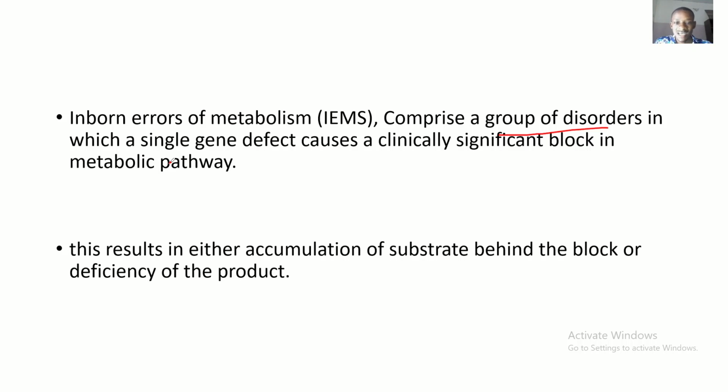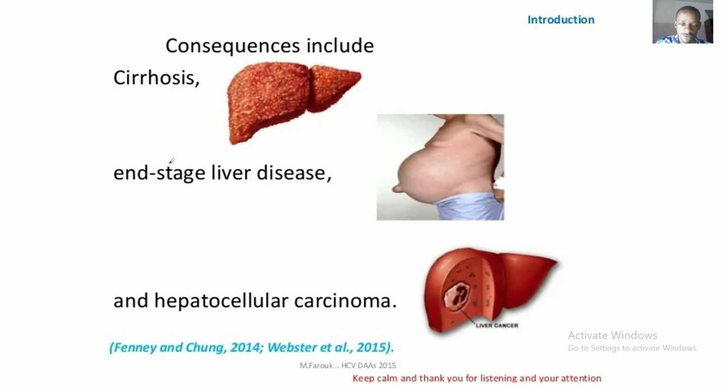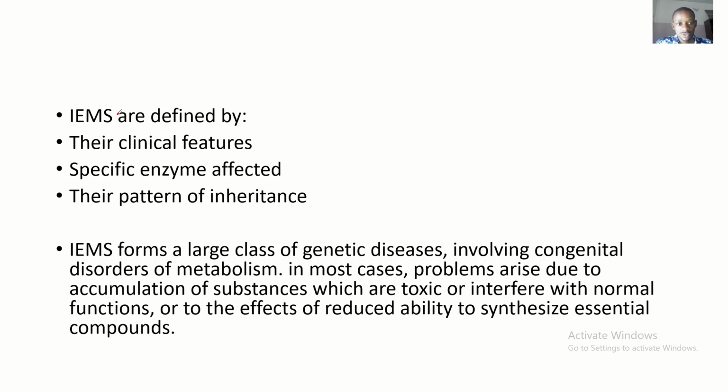So this results in accumulation of substrate behind the block, because the substrates are not able to be processed into the product. So there's accumulation of substrate behind the block, and there will be deficiency of products. Products will not be formed. These are examples of inborn errors of metabolism disorders.